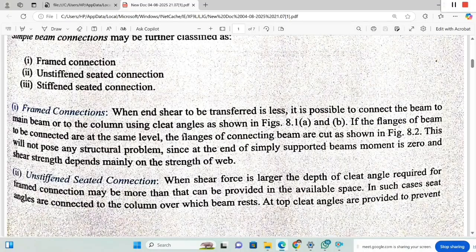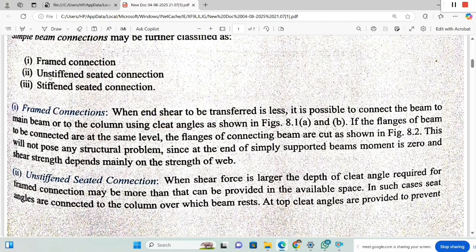This will be considered when the end shear force transferred from the beam to the column is less in magnitude, and the bending moment is 0. It will not be able to resist any bending moment, and the shear strength depends on the web of the beam. This is the framed connection.